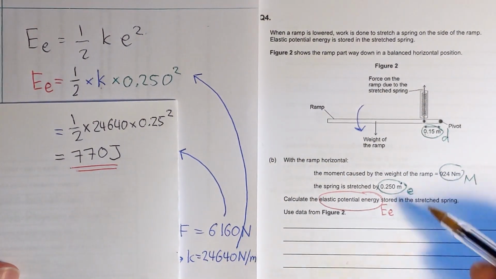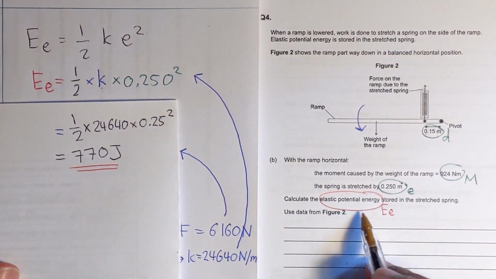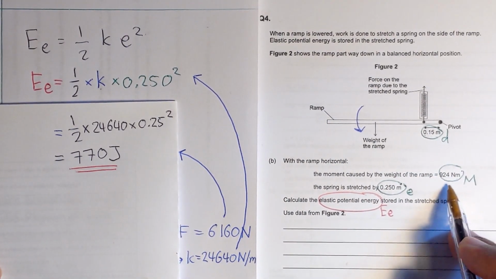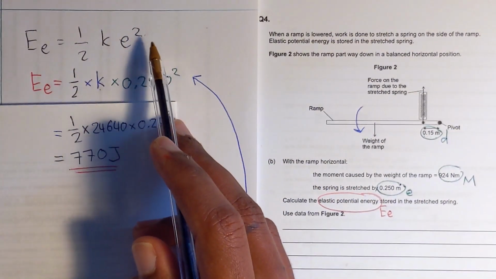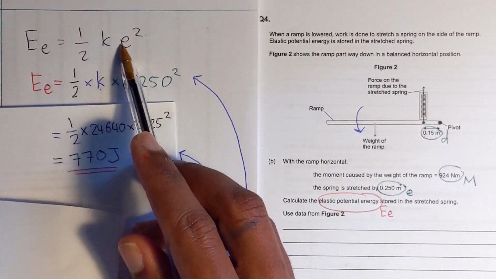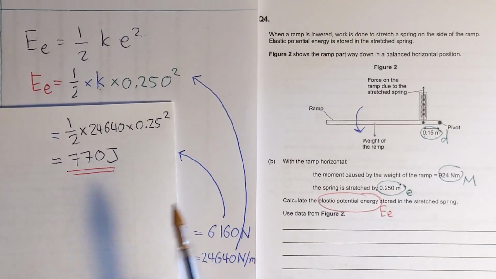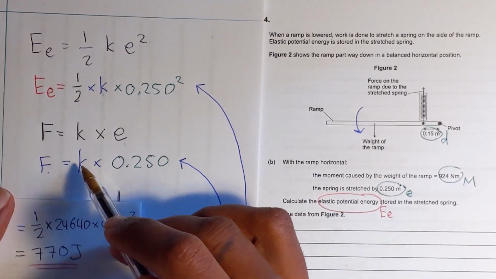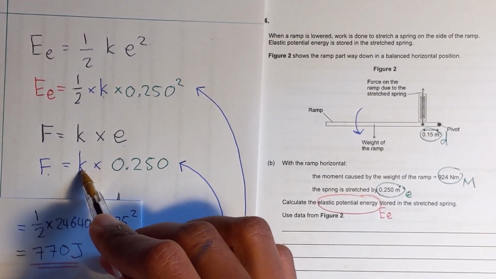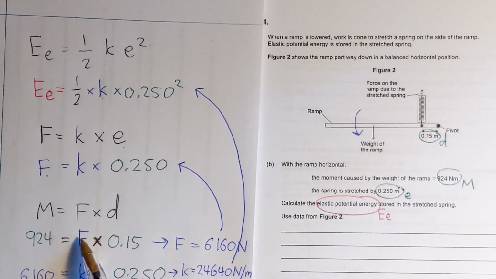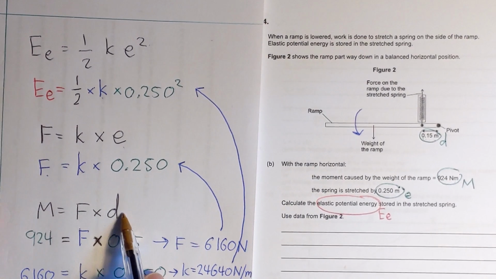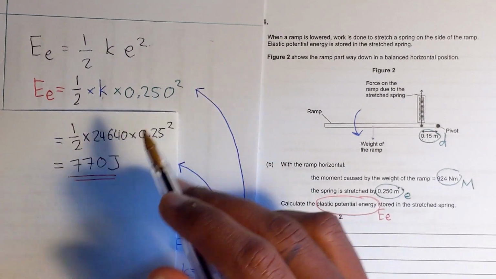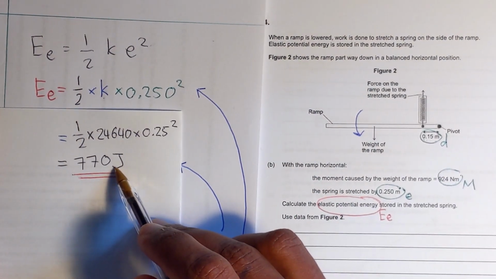So let's review. We read through the question, we circled what it was asking us to find, we highlighted relevant numbers, but didn't need to do any unit conversions this time. We looked through the equation sheet so that we could find something that would give us the value of elastic potential energy. We then realized we needed the value of K, found another equation that would help us do that. We then realized we needed the value of F, found a third equation, the equation for the moment of a force, and through sequential substitution, we're finally able to get a final answer of 770 joules.